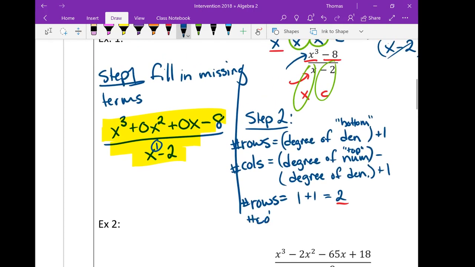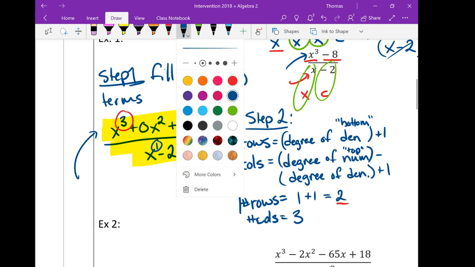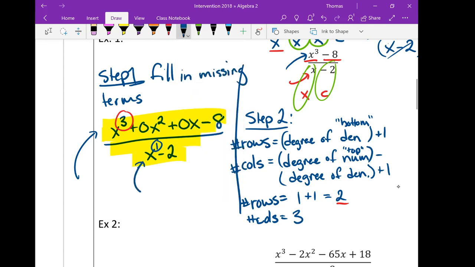Number of columns is going to be the degree of the numerator. So let's look at our numerator. Here it is. The degree is the highest exponent. So the highest exponent here is 3. So that's going to be 3. Then it says minus the degree of the denominator. Well, we already found the degree of the denominator to be 1. So 3 minus 1. And then also plus 1. So 3 minus 1 is 2, plus 1 is back up to 3.